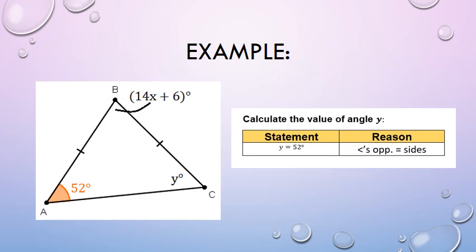Okay, let's have a look at an example. Over here, we're just going to find y, but can you see that the two legs are the same? Can you see those two legs? The length of those two sides are the same size. So automatically the two angles at the bottom of those two legs will also be the same. So immediately you can just say y is also equal to 52. And the reason with all of these, we're going to use angles opposite equal sides.